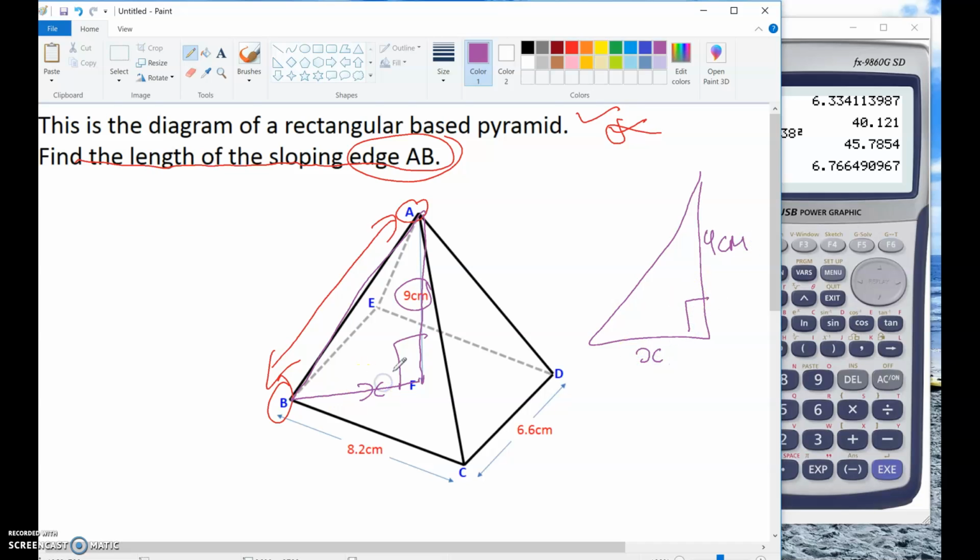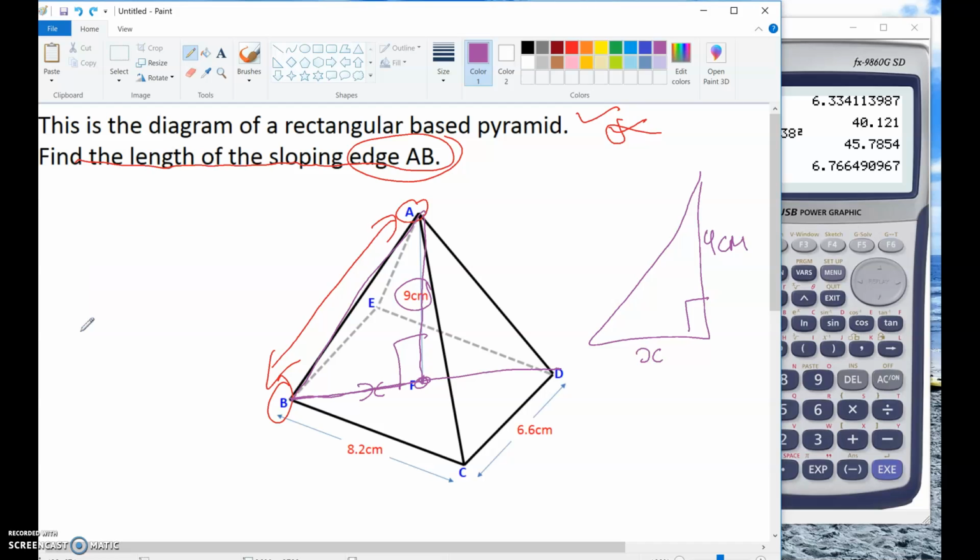Well, what's x? That's smack bang in the middle, because in a rectangle, when you're like that, that's going to be the same length as that. That makes sense. So let's just do that.